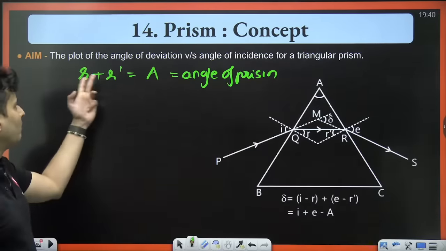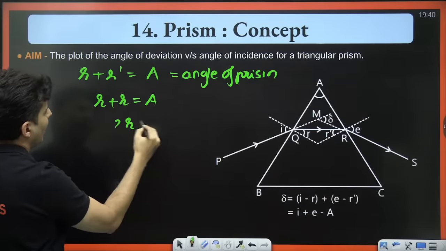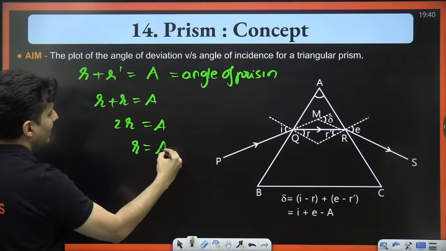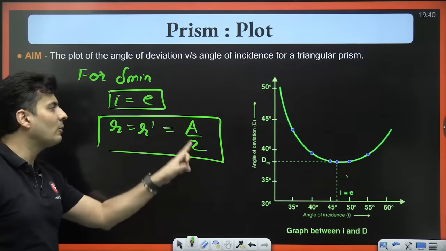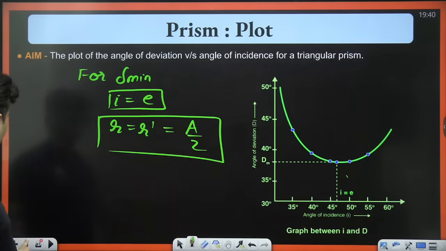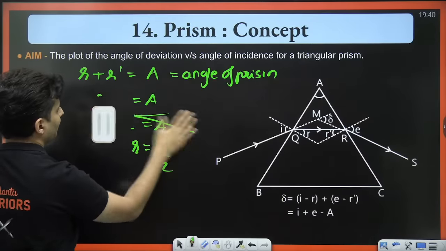Because R and R prime both are equal, so R plus R will be A or 2R will be A. That means R will be A by 2. That's the reason why I said R, R prime, both will be equal and it will be A by 2. Is that okay? That is another thing which you must know.